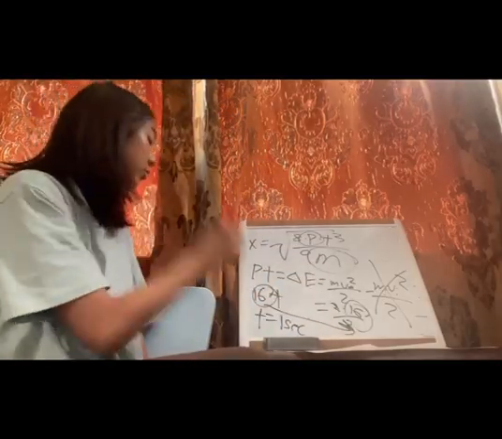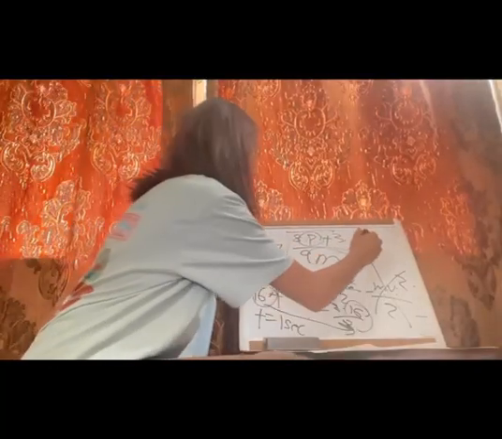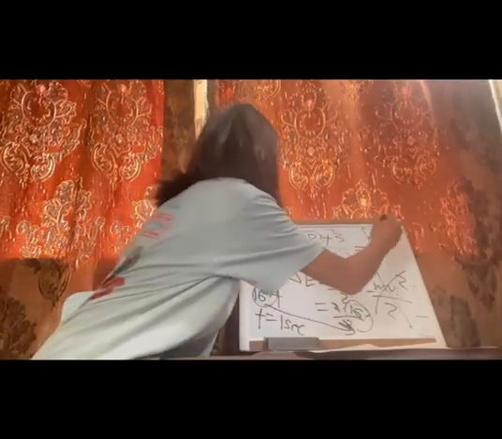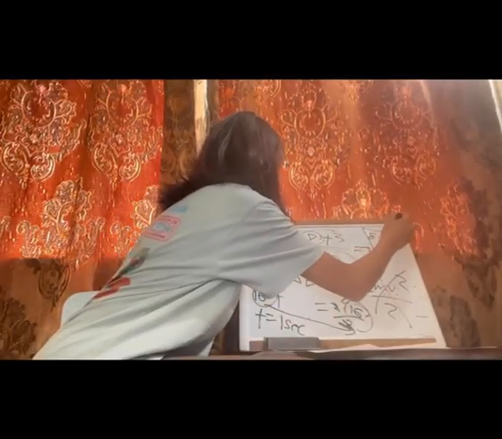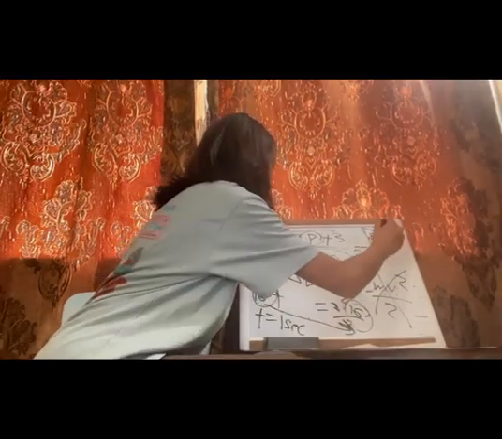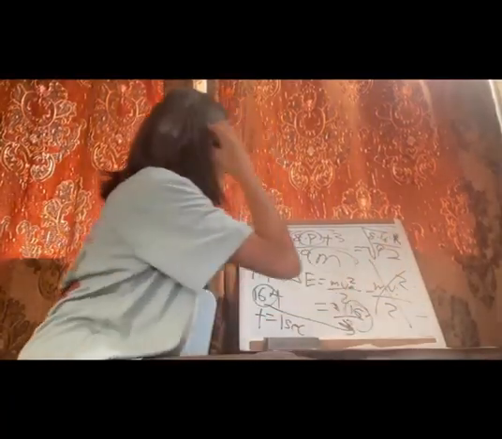Now, all we have to do is plug the numbers that we have into this equation. So we get the square root of 8 multiplied by 16 multiplied by 1 cubed, which is just 1, divided by 9 multiplied by 2.